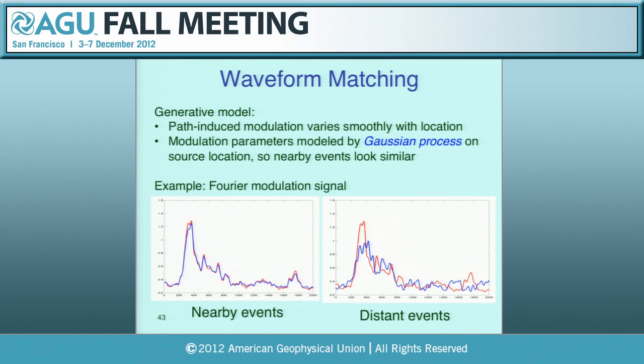We're basically assuming, which is a fairly strong assumption, that the wiggles, the path-induced modulation, vary smoothly according to the location. So if you move 1 or 2 or 5 kilometers from the original location, you should get a somewhat similar wiggle. And we can model that with a Gaussian process, which is statistical language for Kriging. So there's a Kriging model on the modulation parameters. For example, if we use a Fourier decomposition of the modulation, then the Fourier parameters vary smoothly with location, and the Gaussian process describes the distribution over the way in which the Fourier parameters vary with location. So if we generate from our probability model the signals coming from nearby events, they look very similar, and from distant events, they look quite different.